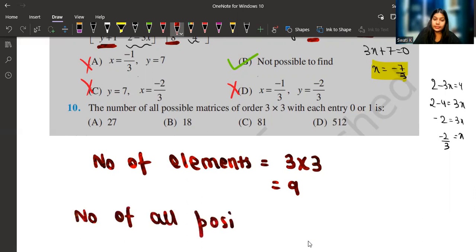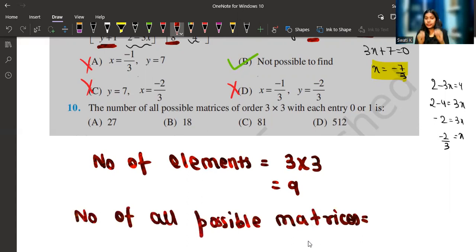There is a formula for this, okay? Possible matrices, and that is the entries, the possible entries that we can put, that is 0 or 1, that is 2 only. So 2 raised to the total number of elements, that is 9. So what is the answer of 2 raised to 9? If you check this, 2 raised to 9 is nothing but 512. So the answer is option D.